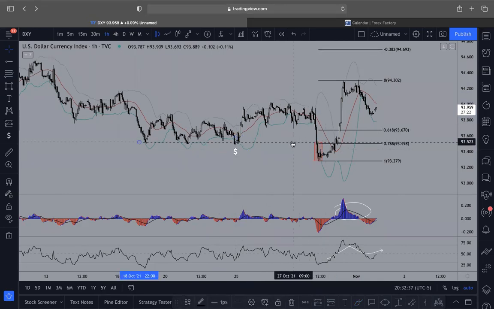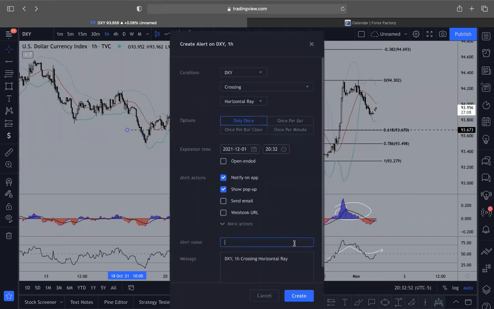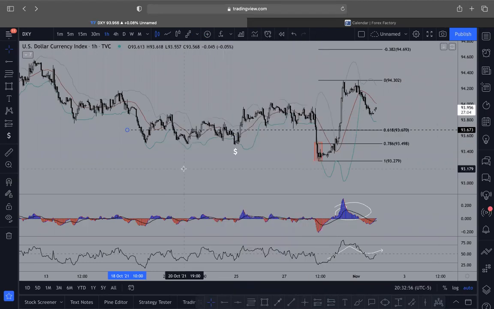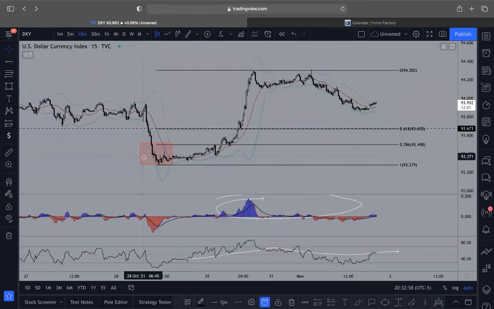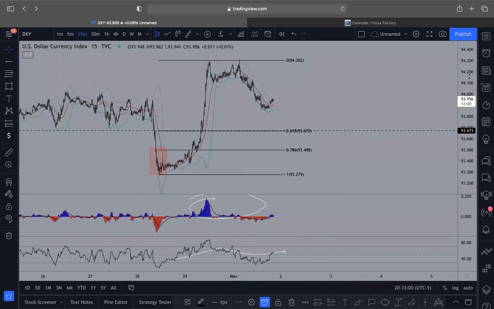So for a perfect setup, that 78.6 could get tagged. But to just get in the trade setup, I'm going to wait for the 61.8. I'm going to put an alert on it. Price is 93.67, and I'm going to wait for that for the dollar. So that means pretty much I want to see something like this.